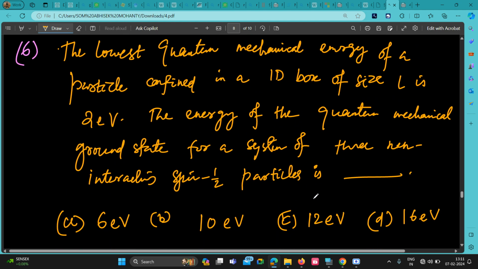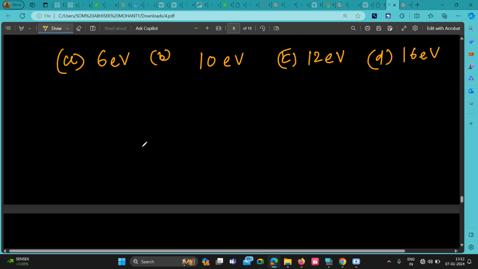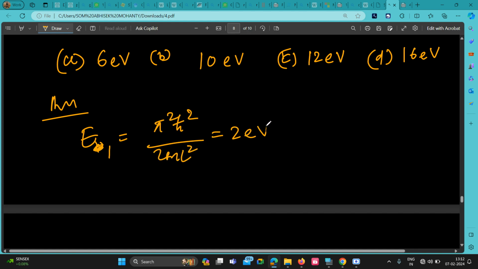The lowest quantum mechanical energy of a particle confined in a 1D box of size L is 2 electron volt. So this is the lowest quantum mechanical energy, that means this is the ground state energy. Ground state energy is 2 eV. So ground state energy E1 = π²ħ²/2mL² is equal to 2 electron volt.